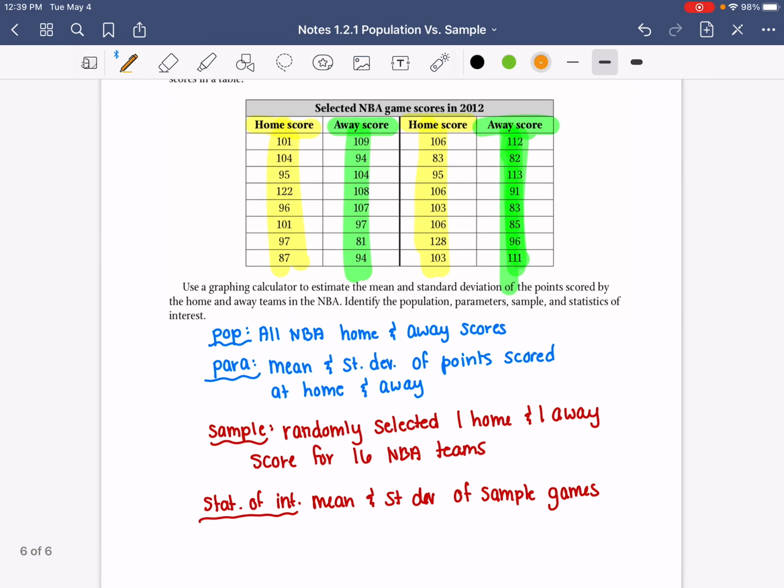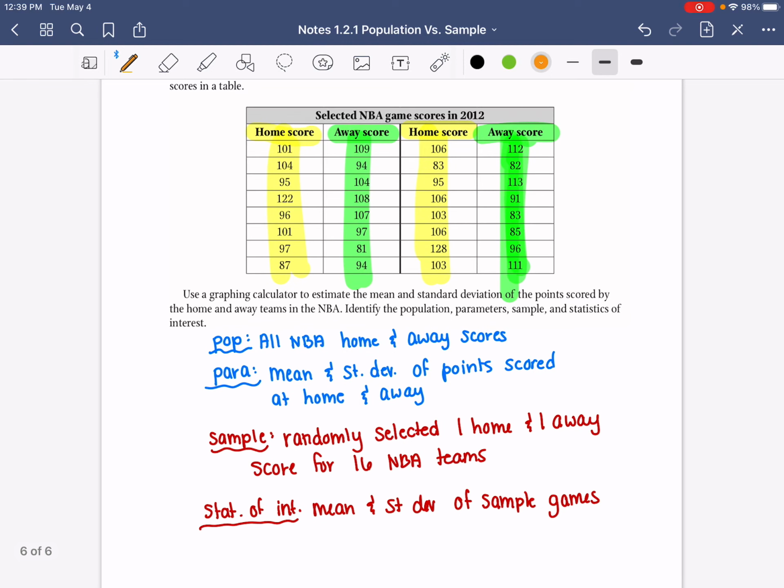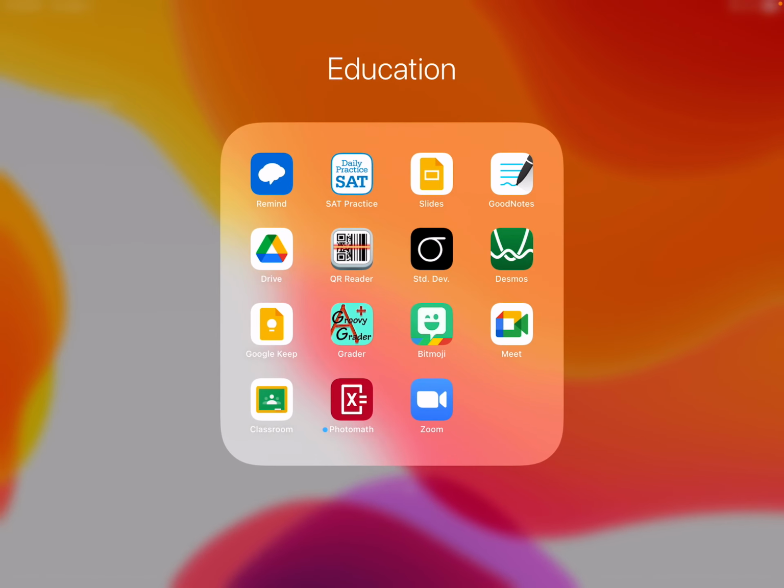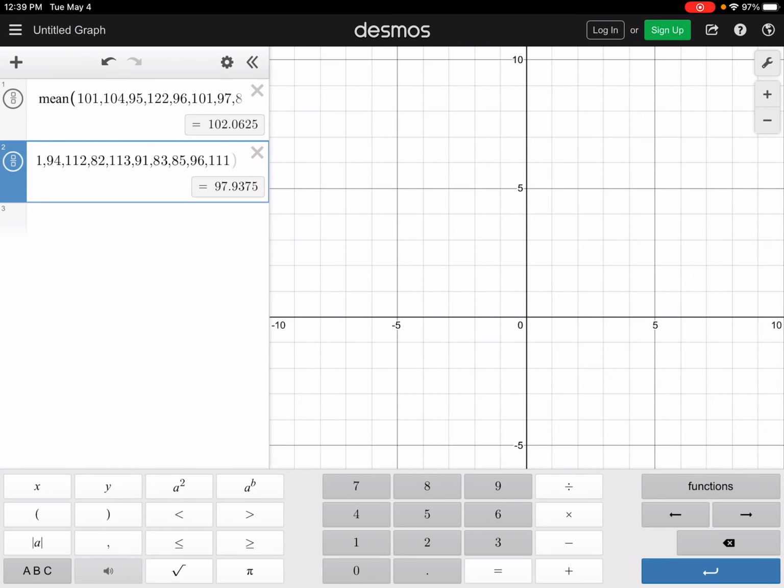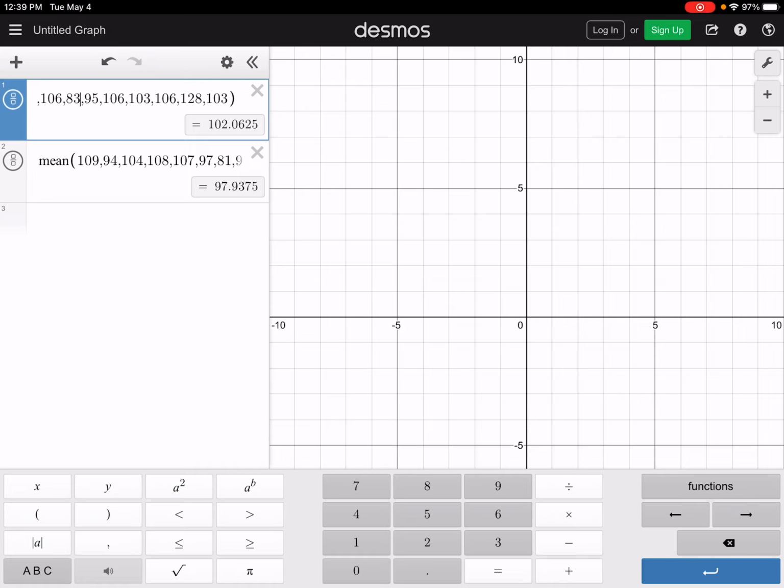All right, so in order to calculate them, you'd have to add them all together and then divide by how many there are. That's how you find your mean. Then you have to find standard deviation. Remember, that's where you take all of the data minus the mean, square them, add them all up, divide by n-1, take the square root. That's a lot of work. So instead, we're going to use technology. So Desmos, our graphing calculator. I already typed in all of my data.